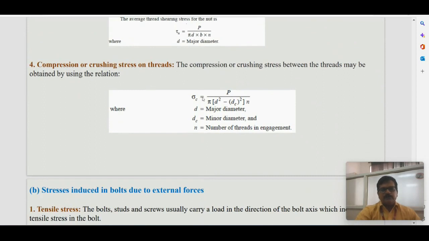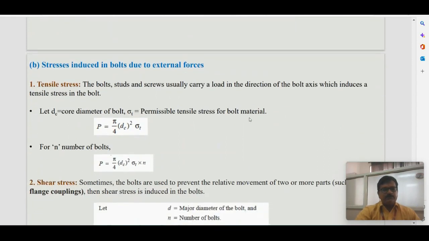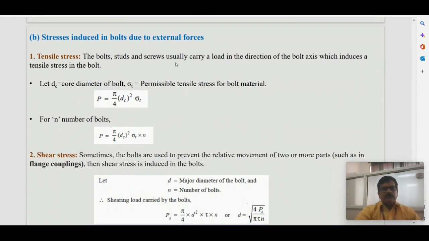Compression or crushing stress on the threads. It is the force P by pi by 4 d square minus dc square into n, where d is the major diameter and dc is the minor diameter. N is the number of threads in engagement. First category is initial tension, and second category is stresses in the bolt due to external forces.